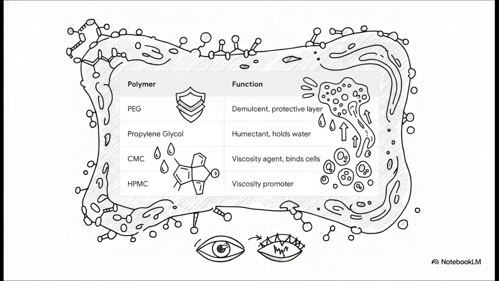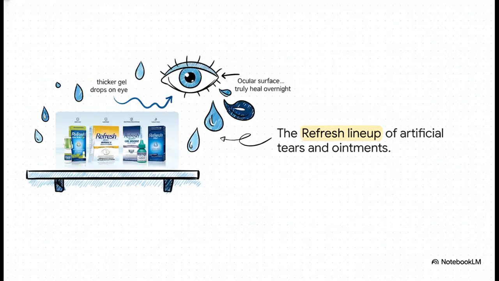You also have cellulose derivatives, like carboxymethylcellulose, or CMC, which physically binds to your corneal epithelial cells, along with viscosity promoters like HPMC and hydroxypropyl guar. Working together, these polymers perfectly reproduce the characteristics of natural tears, lower that tear film osmolality, and actually short-circuit the dry eye vicious circle.